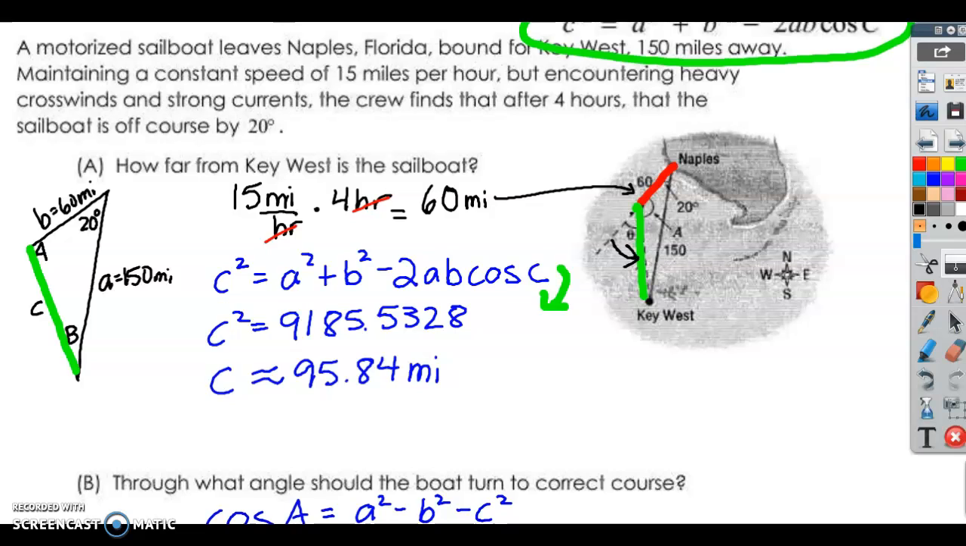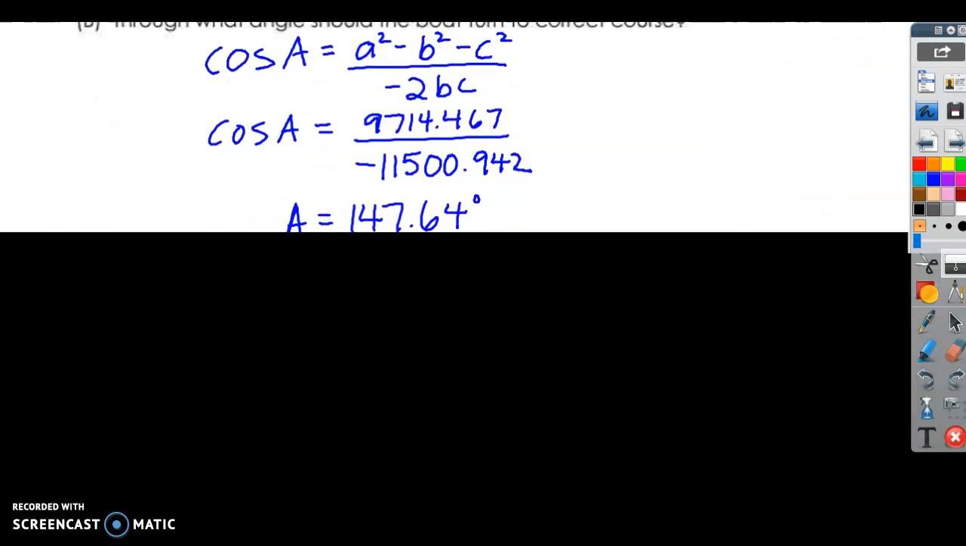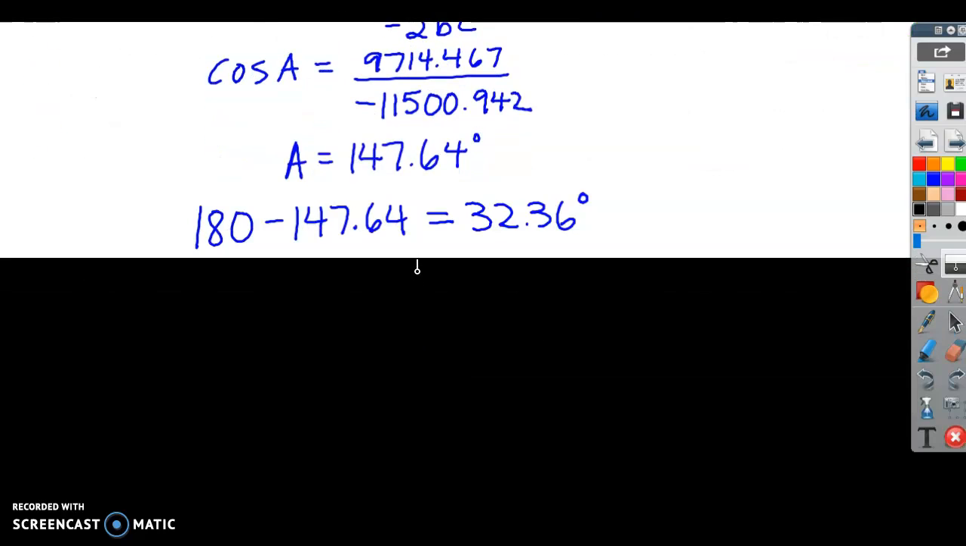Because it's going this direction, and now it wants to go this direction, or we need to get it over to Key West. So that angle is actually the supplement of angle A. Because if you have a straight line, here's angle A, and we need this angle. 180 minus angle A gives us the answer. So that is 32.36 degrees.